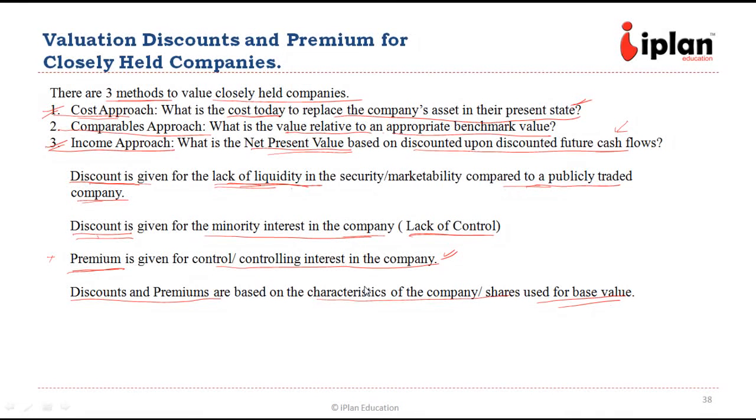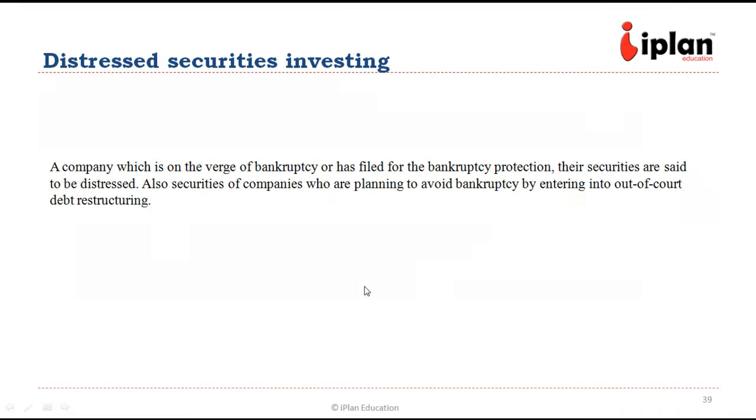Now let us move to another kind of alternative investment, which is distressed security investing. So there are certain companies which are on the verge of bankruptcy, or they have already filed for bankruptcy protection. Their securities are said to be distressed. So there could be certain investors who might find value in those companies and consider that if investment is made at that particular time in those companies, they might survive and perform well in the future.